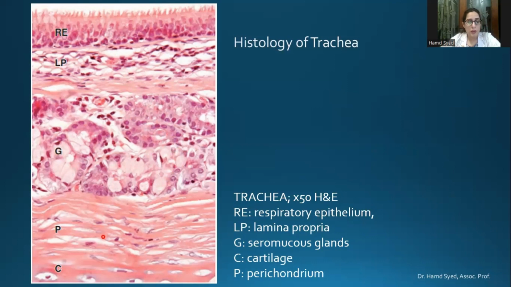And over here you can see this is now the cartilage. P is for the perichondrium, or the layer which is surrounding the cartilage. And here you can see the cells of the cartilage, which is hyaline cartilage. So the trachea, remember, contains C-shaped rings of hyaline cartilage.